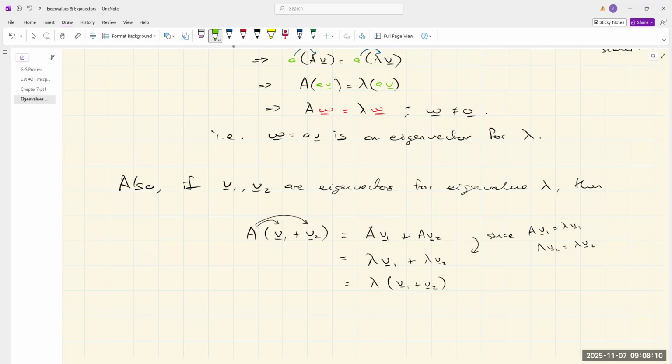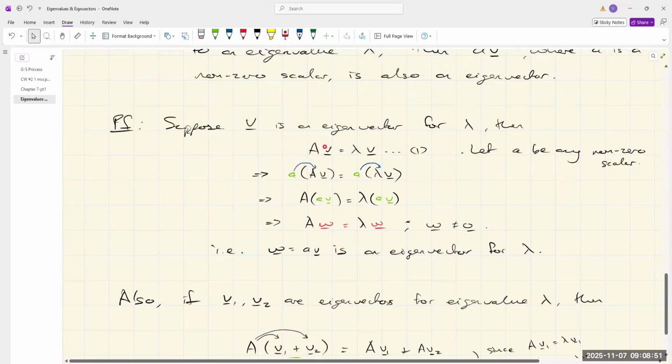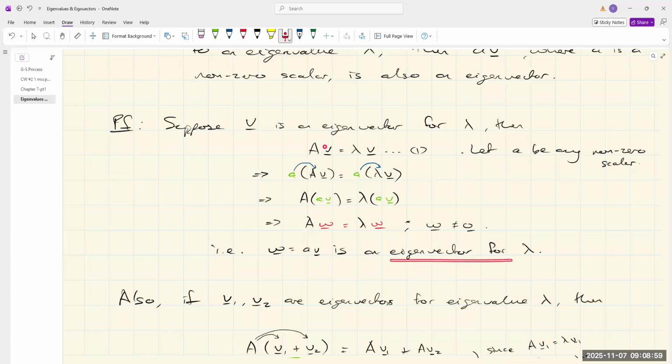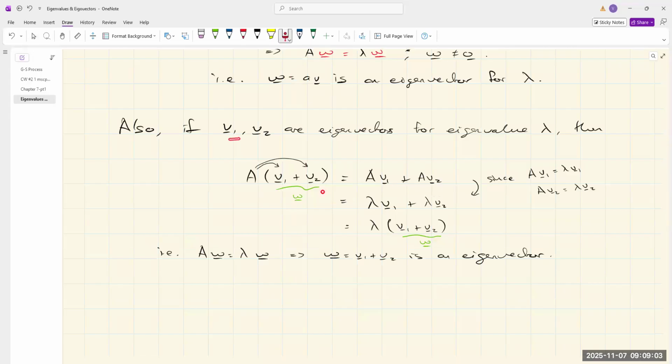So what do we just show there? If you call this W, then what am I showing here? I showed that AW equals lambda W. In other words, W, which is really V1 plus V2, is an eigenvector, right? Because it satisfies the eigenvector equation. So what have we just showed? In the first part, if V is an eigenvector, then any multiple of V is also an eigenvector. If V1 and V2 are eigenvectors, then their sum is an eigenvector.